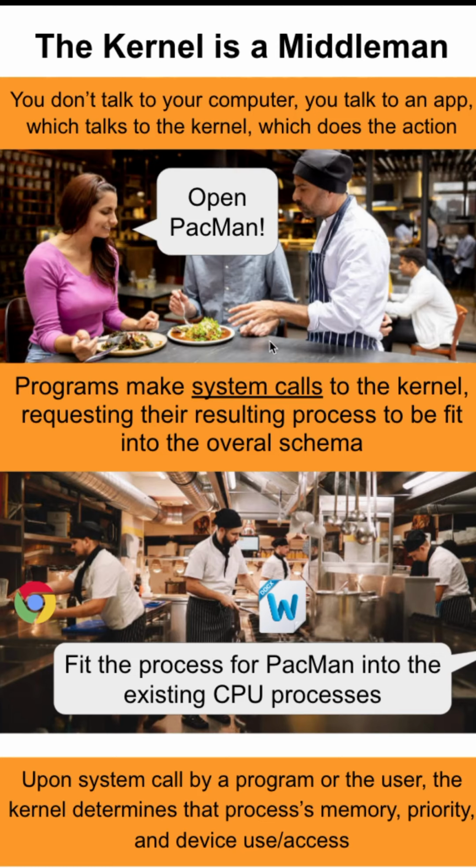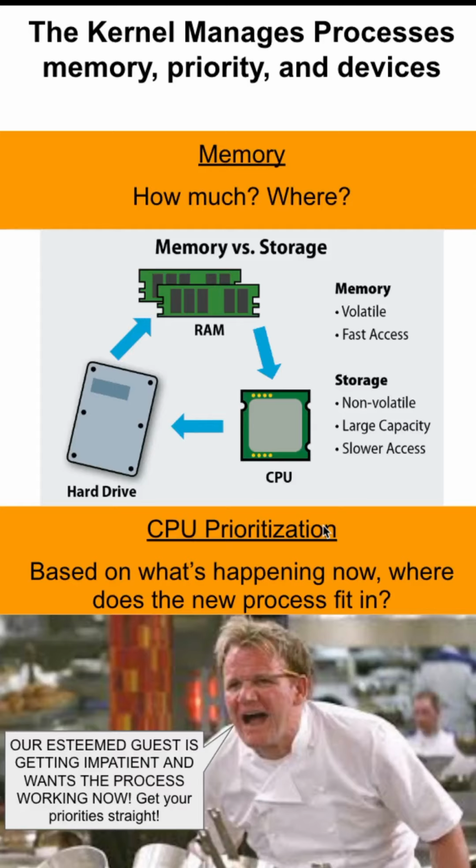What happens then is those programs talk to the kernel for you through system calls. These system calls are requesting that kernel for access to different memory, storage space, and essentially just asking, please fit this process into the current processes that already exist. After that, your kernel knows what process you want to do, and from there, it's going to see how much memory it's going to take, where it's going to store that, whether it's RAM, hard drive, CPU, etc.